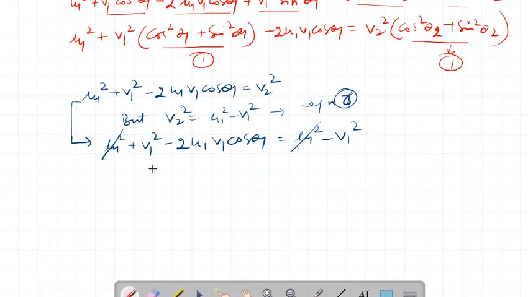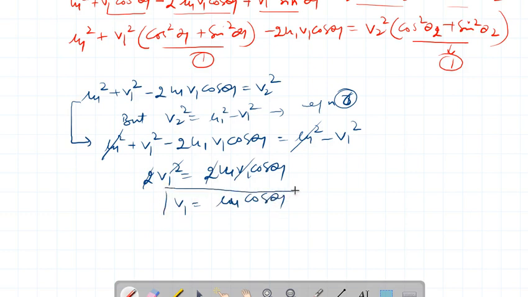So from here, bringing this towards this side and this towards that side, it is 2v1 square is equal to 2u1 v1 cos of theta 1. This will cancel out with it, and 2 will cancel out with it. So v1 comes out to be u1 cos of theta 1. That's what we are getting, right? Let me call this as equation number 10.